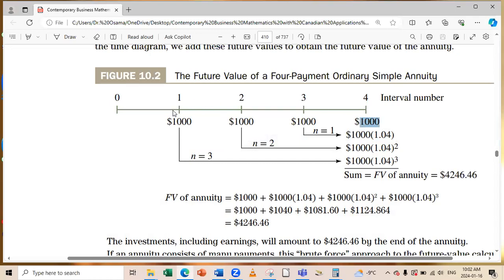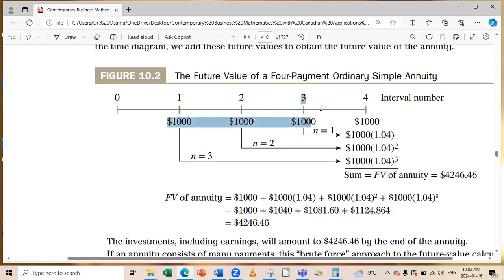As an example, at the end of each period means at the end of the 1st year, at the end of the 2nd year, at the end of the 3rd year, and this is at the end of the 4th year. If you see here, at the end of the 4th year, it didn't take any time in the bank. For that reason, it is the same. It's 1,000 only.